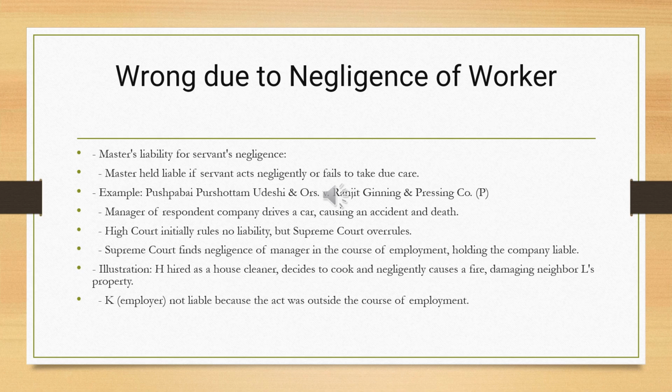Illustration: If H works as a house cleaner for K, then there is a master and servant relationship between them. But if H, instead of cleaning the house, decides to cook food, even though he has only been hired for cleaning the house, and due to his negligence causes a fire which also causes loss to K's neighbor L, then K will not be liable because H did an act which was outside the course of his employment.